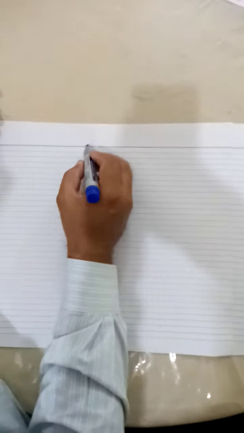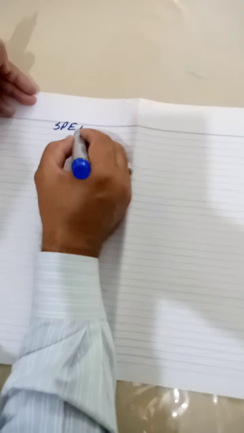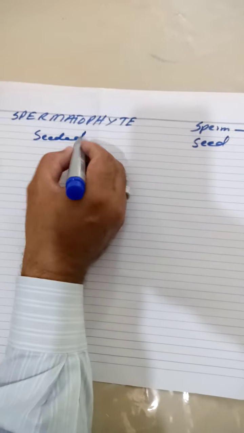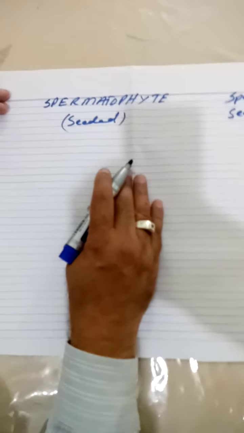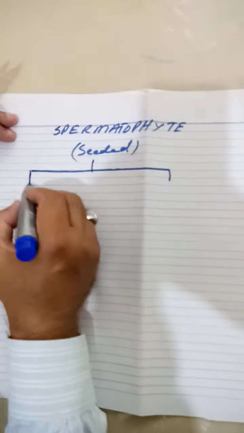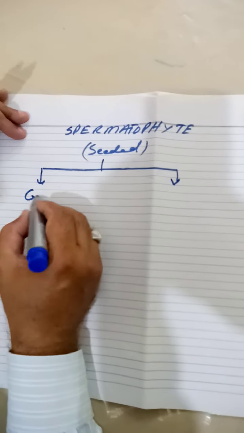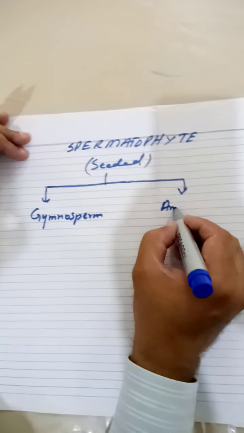Next is spermatophytes. Sperm means seed, so these are called seeded plants. Sperm here does not mean a gamete. Sperm means seed. The seeded plants are of 2 types: Gymnosperm and Angiosperm.